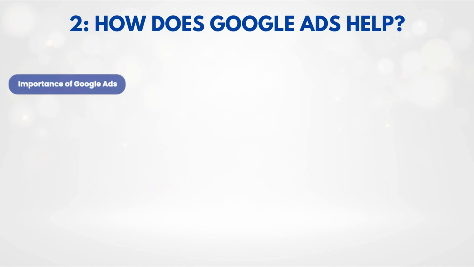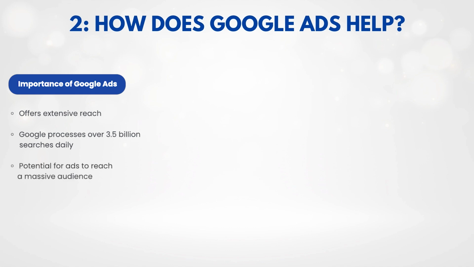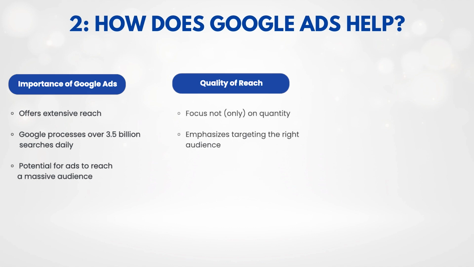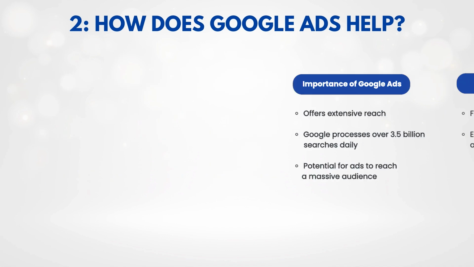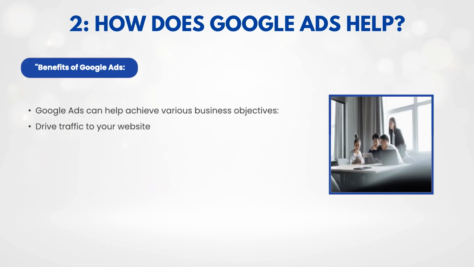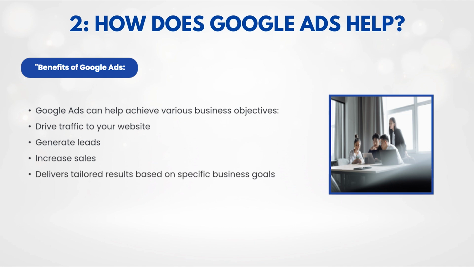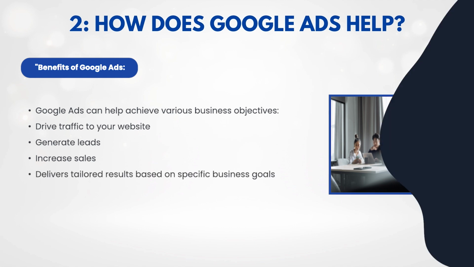Now, why should you care about Google Ads? The answer is reach. Google processes over 3.5 billion searches a day, which means your ads have the potential to reach a massive audience. But it's not just about quantity, it's about targeting the right audience. With Google Ads, you can select who sees your ads based on location, demographics, interests, and even search intent. Whether you're looking to drive traffic to your website, generate leads, or increase sales, Google Ads can deliver tailored results based on your specific business goals.